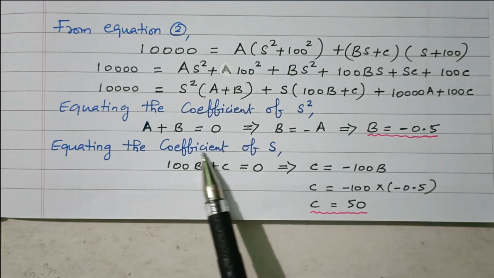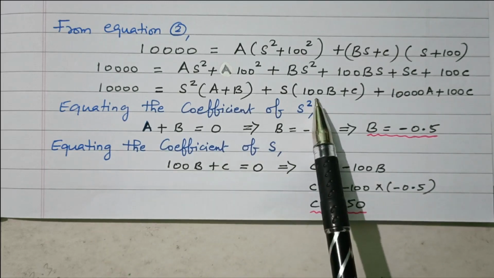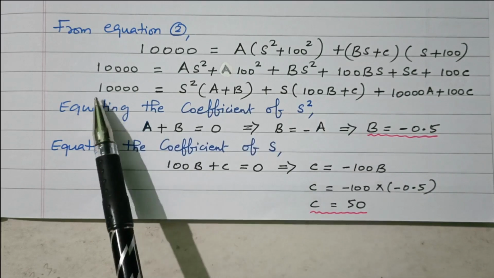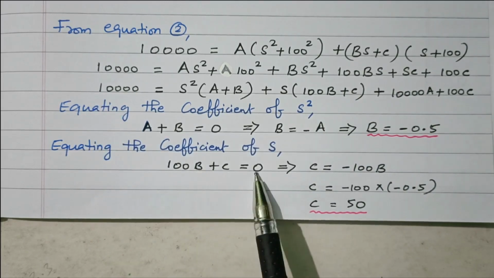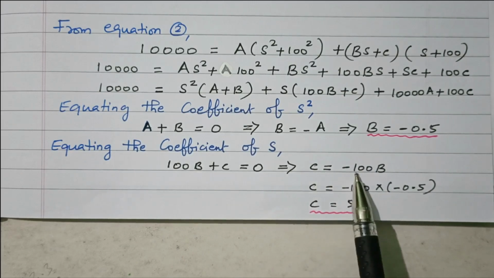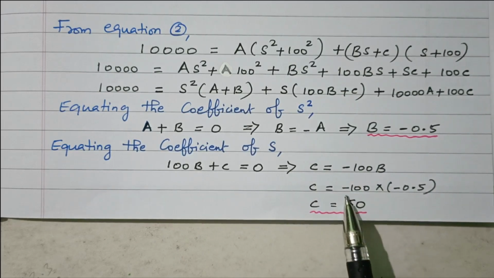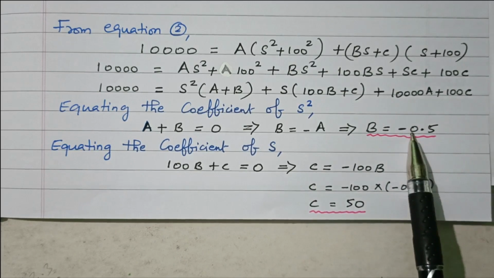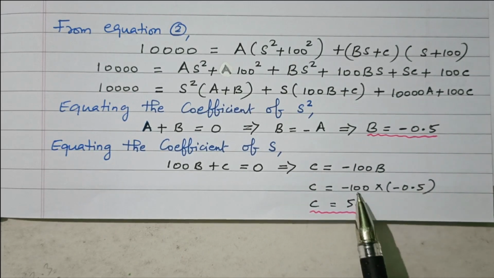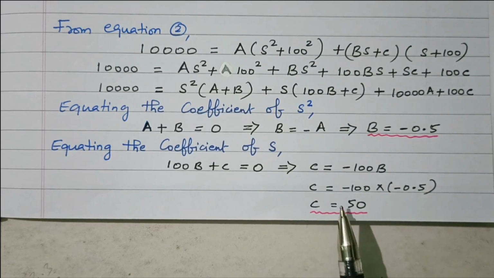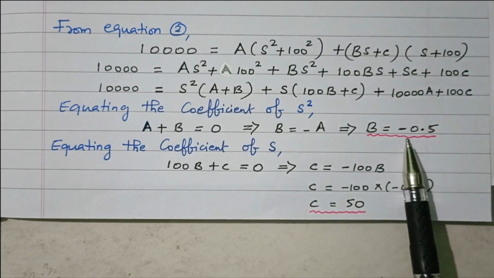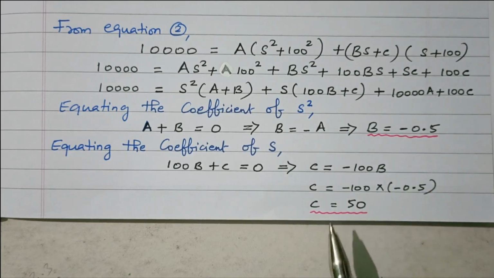Similarly, equating the coefficient of s: 100B plus C. Here the s coefficient is not available, so 100B plus C equals 0. So C equals minus 100B. Minus 100 into B, which is minus 0.5, so minus 100 into minus 0.5 is 50. So now we have calculated the values of A, B as well as C. A is 0.5, B is minus 0.5, C is 50.